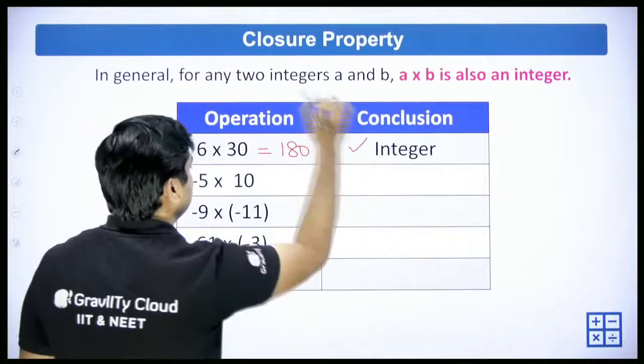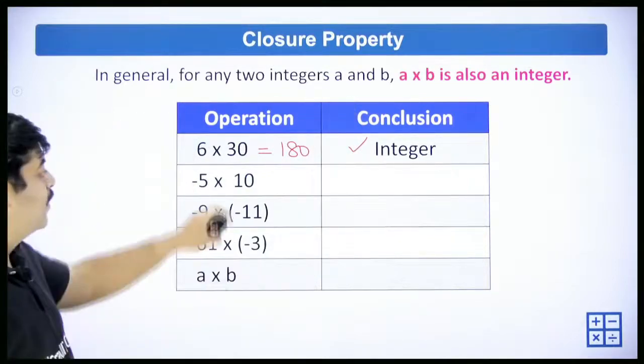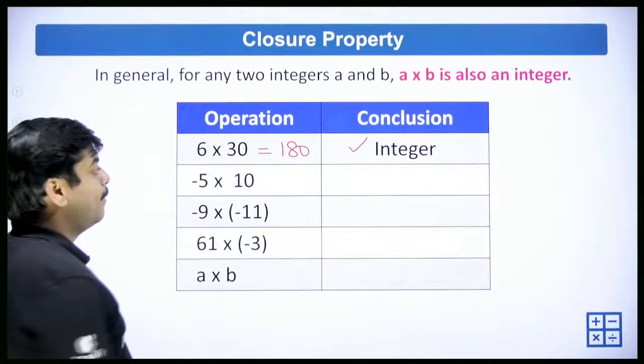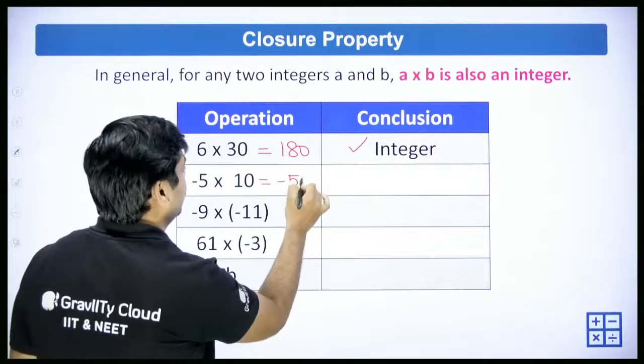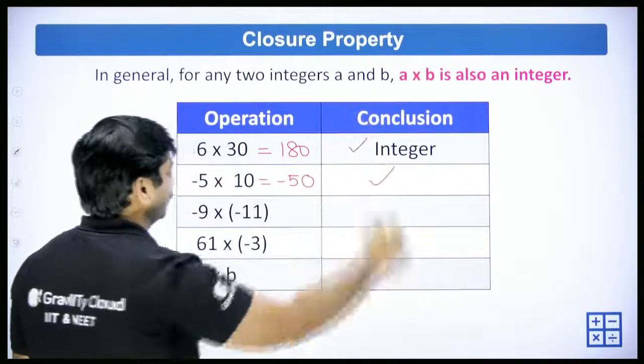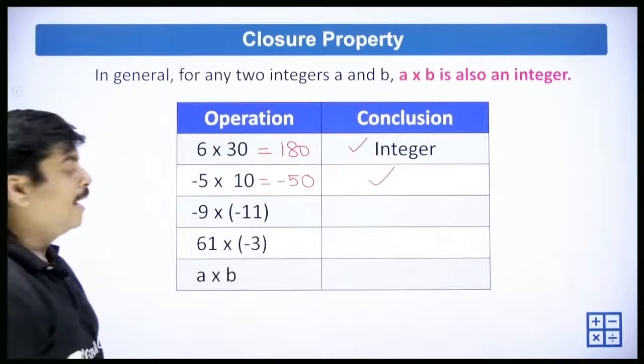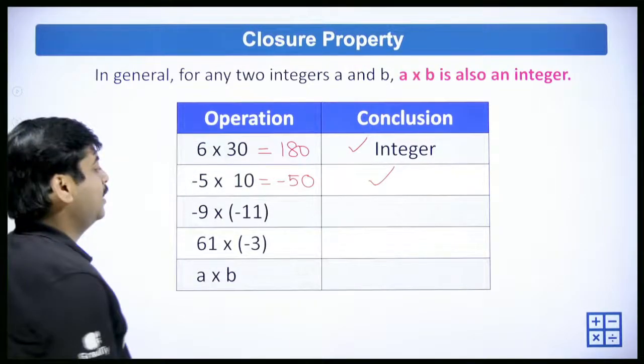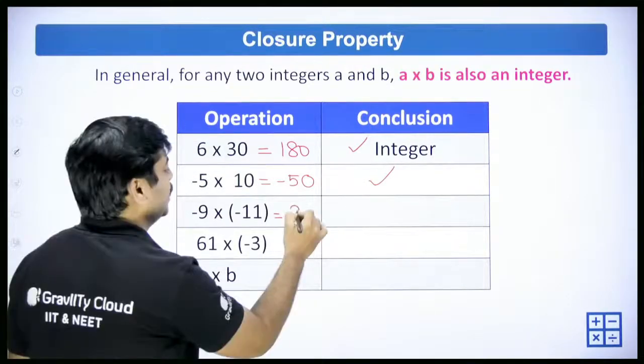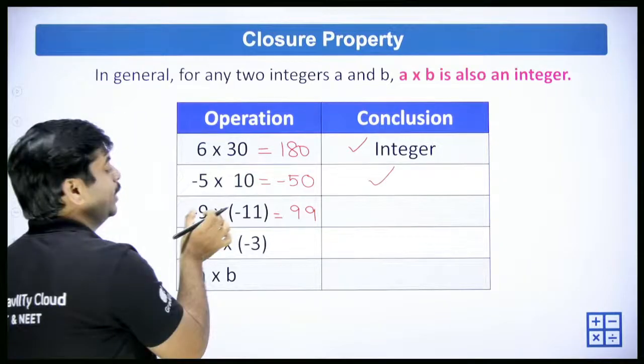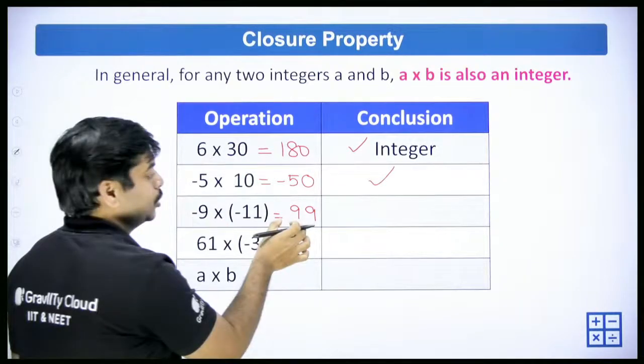Yes. Minus 5 into 10 is minus 50. It is an integer. Minus 9 into minus 11 is plus 99. Why plus? Negative into negative will give you plus. Okay, positive. It is an integer.